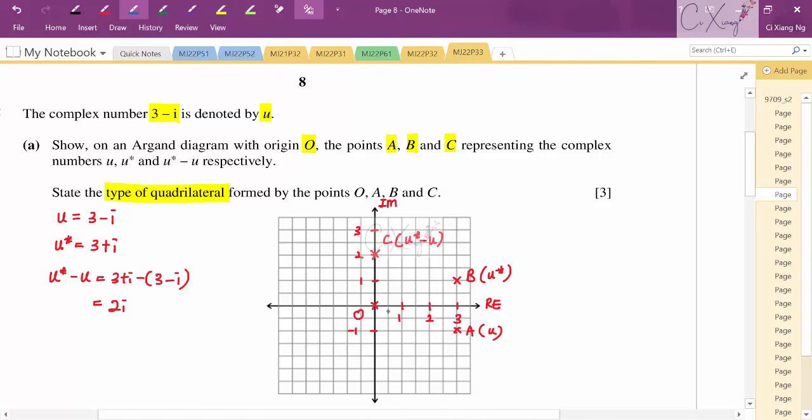For this quadrilateral, if you try to join all the points together, basically you can see that the ratio of change in x and y is the same. So they have parallel sides for CB and OA. Also, we have parallel sides for OC and AB. Therefore, this particular quadrilateral should be a parallelogram.